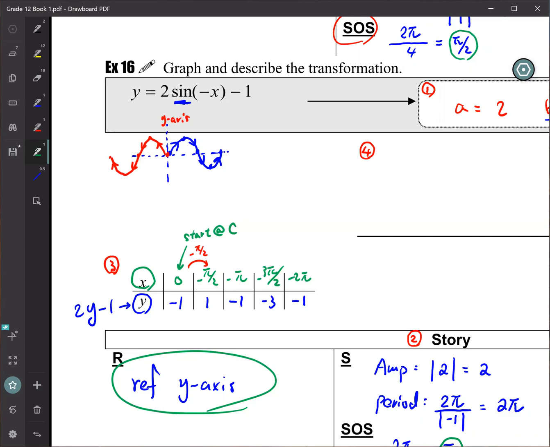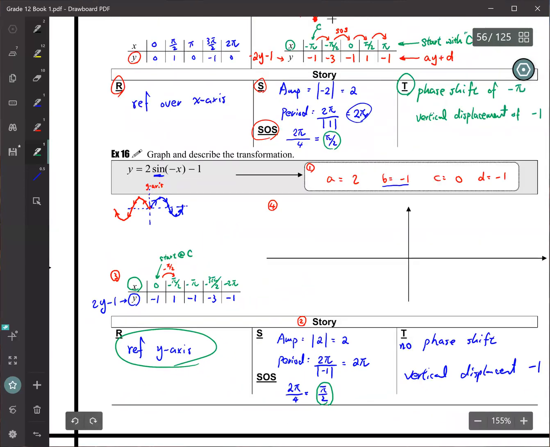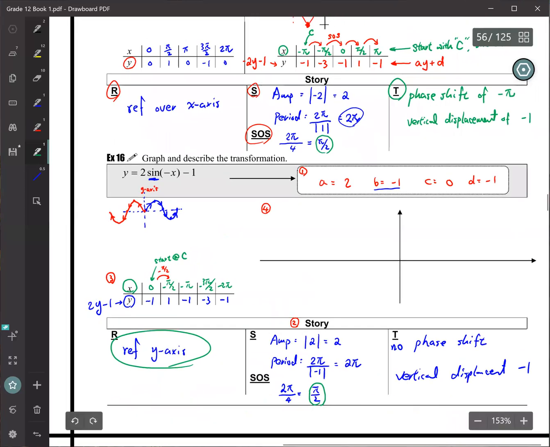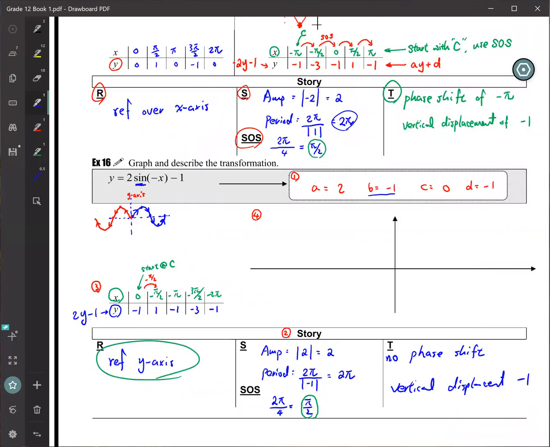Because we got to include every part of the story, right? You cannot say, oh, I just write out reflection over y-axis, but when we do the table, we just ignore it. You can't do that. Okay, so let's fill out the table, fill out the points. So please make your own scale. When you finish the graph, please raise your hand.